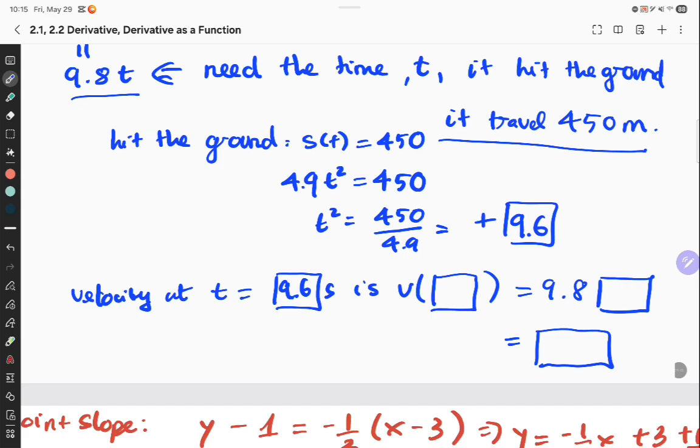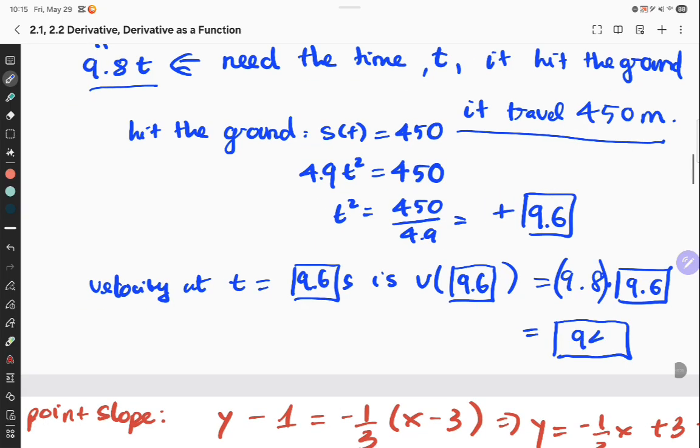So t is 9.6. So I have 9.8 times 9.6, which is... finish that. How much? It's about 94. About 94, okay. Okay, there you go. Everybody have the same answer? All right.